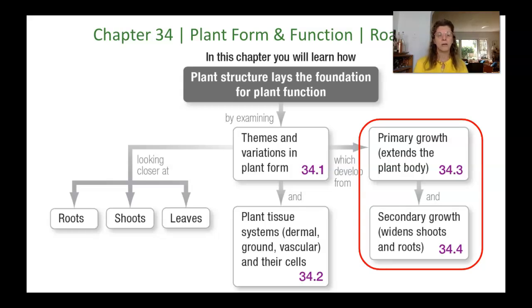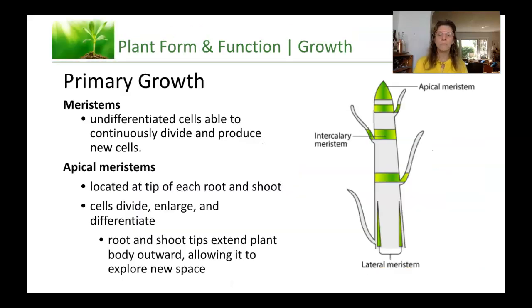In this part, we're going to talk about primary growth, which extends the plant body, and secondary growth, which is going to widen shoots and roots. When we talk about primary growth, we're really focused on the different types of meristems. And remember, that's undifferentiated cells that are going to continually divide and produce new cells.